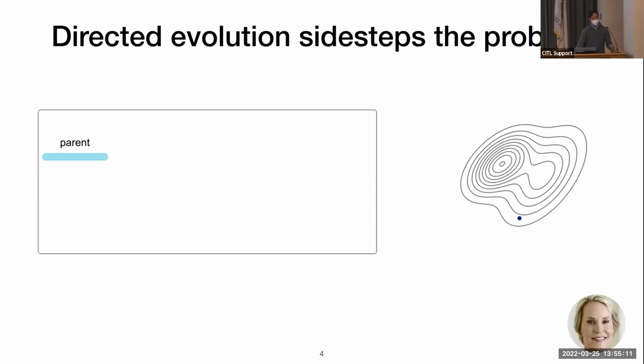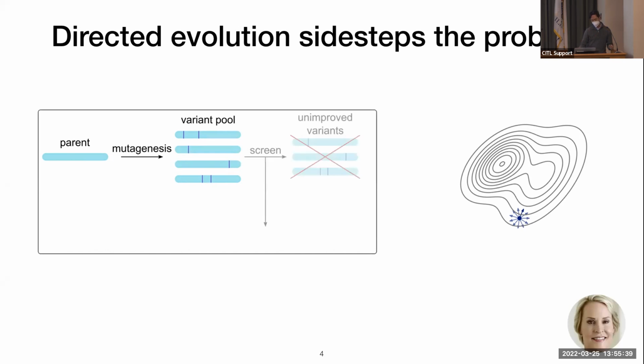So in directed evolution, you start with a parent protein that kind of does the thing you want. On the right, I'm representing that by a starting point, a blue dot, on a fitness landscape that's off to the side. So it's on the landscape, but it's not at one of the peaks. Then you randomly mutate this protein to come up with a pool of variants, and you screen those. That's taking random, tiny steps in random directions. You pick the one that improves it, throw away the rest of the information, and repeat until you're happy with your results.